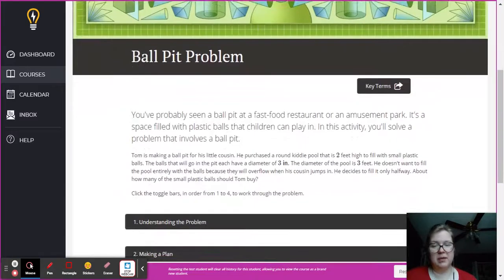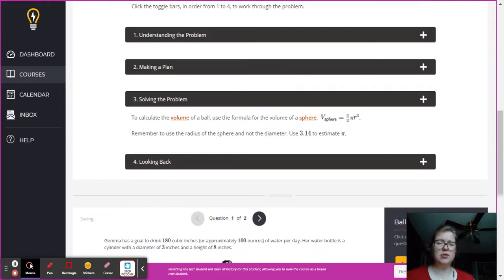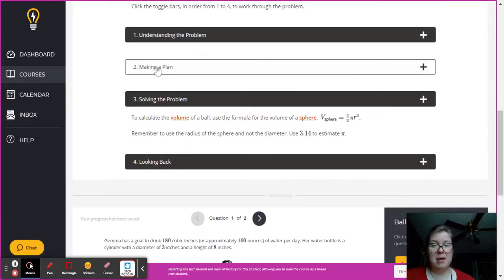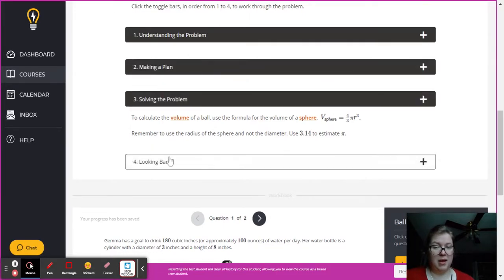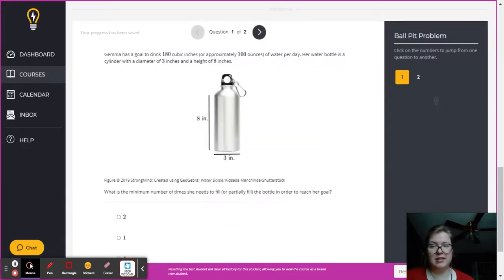We have this big ball pit. It's also going through all these steps. These are really good steps. Make sure you understand the problem, make a plan, solve the problem, look back and make sure you answered the problem. So this is a multi-step thing.